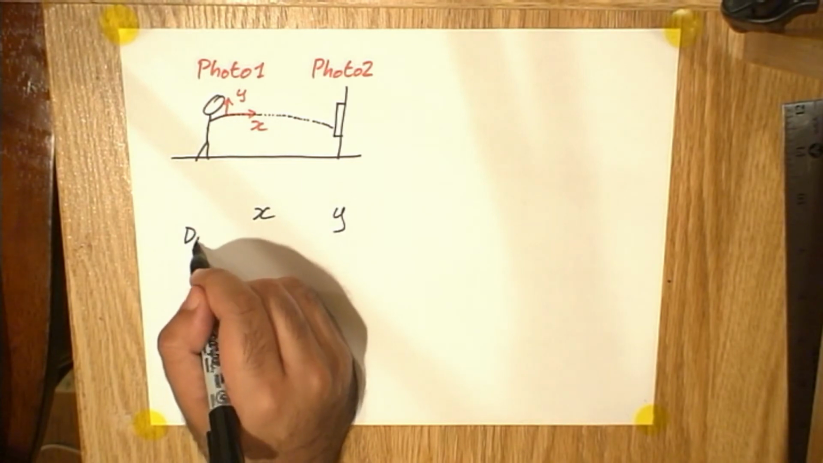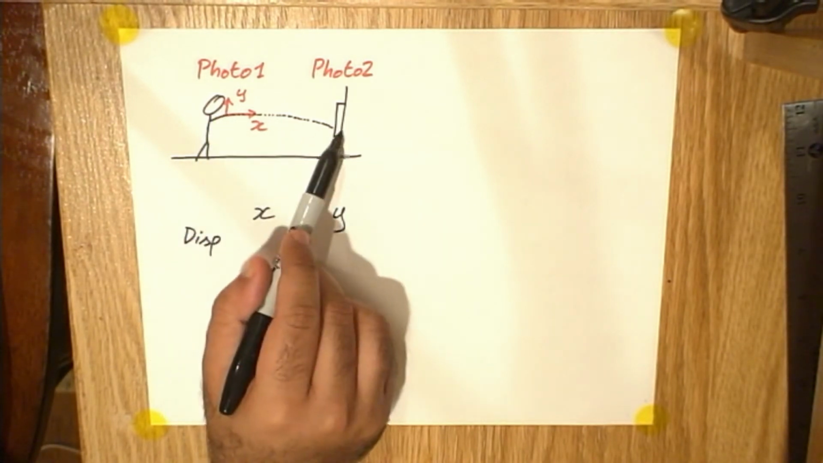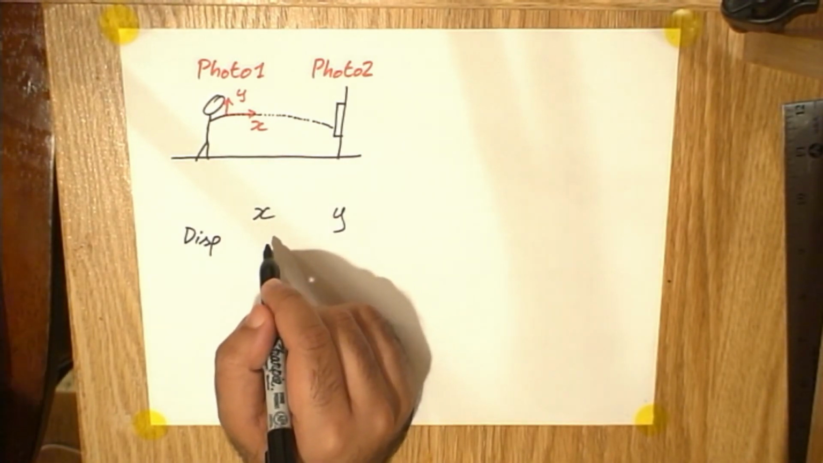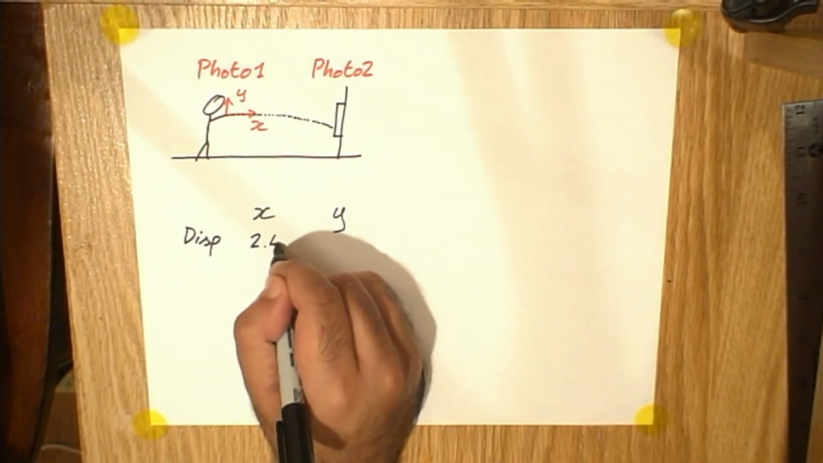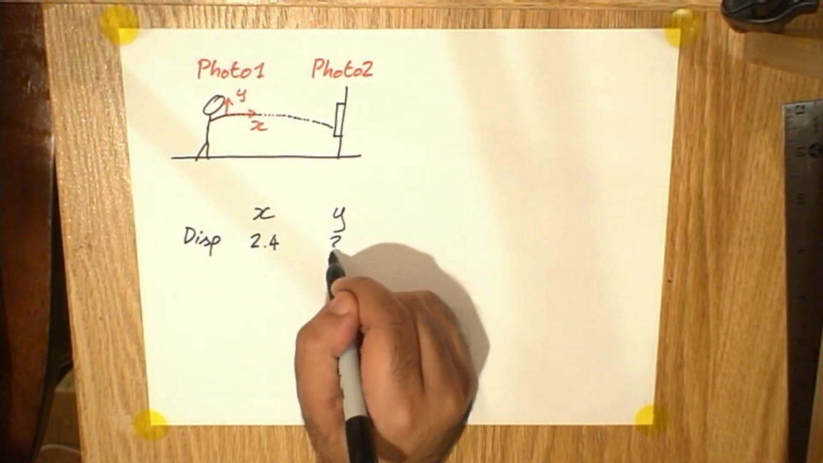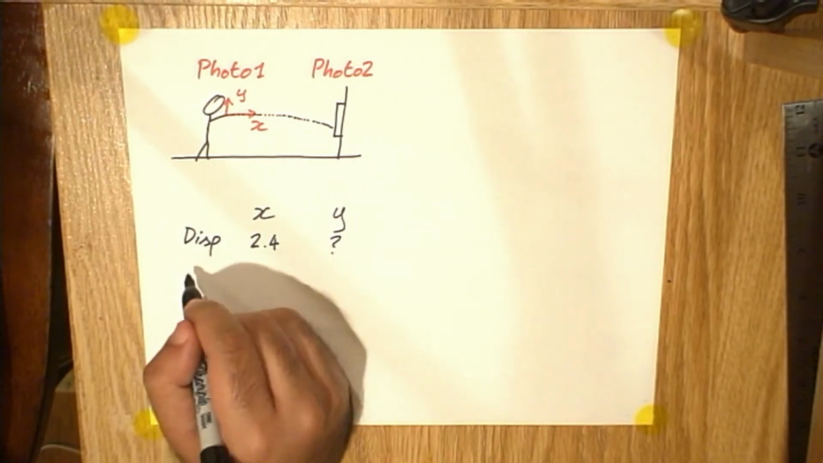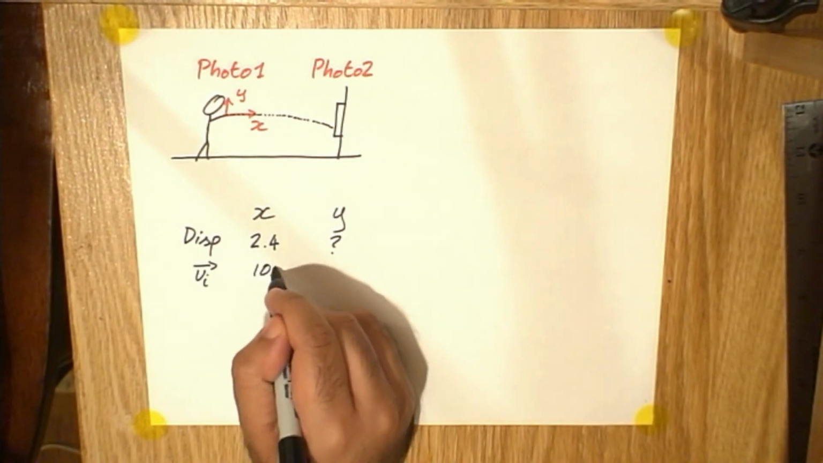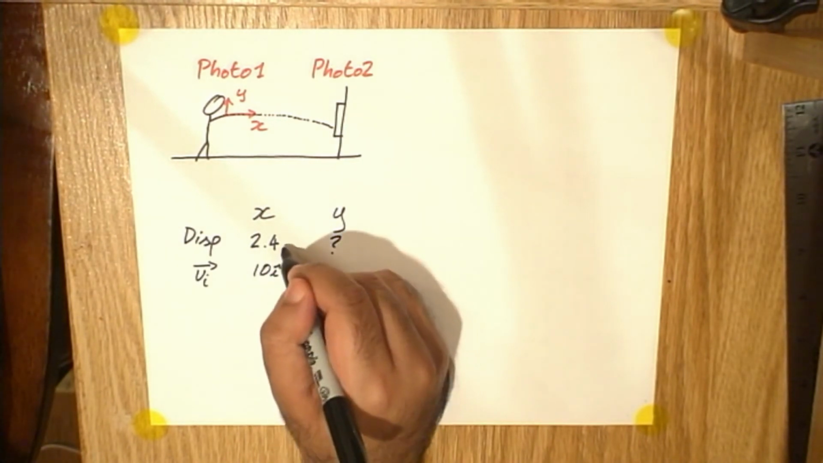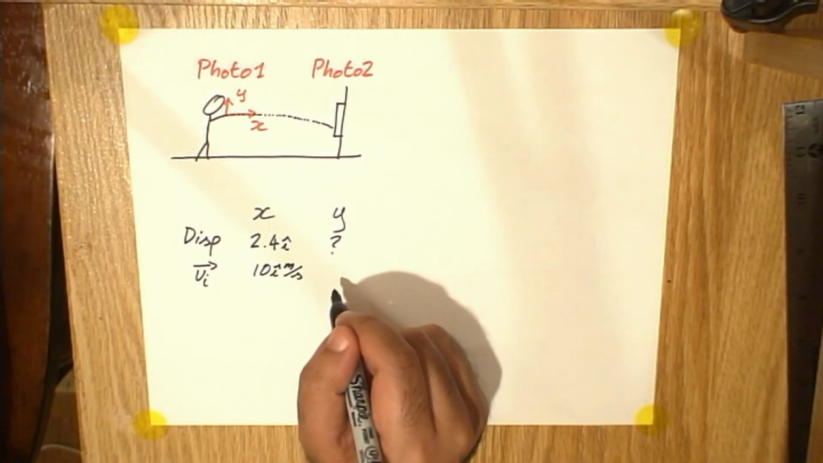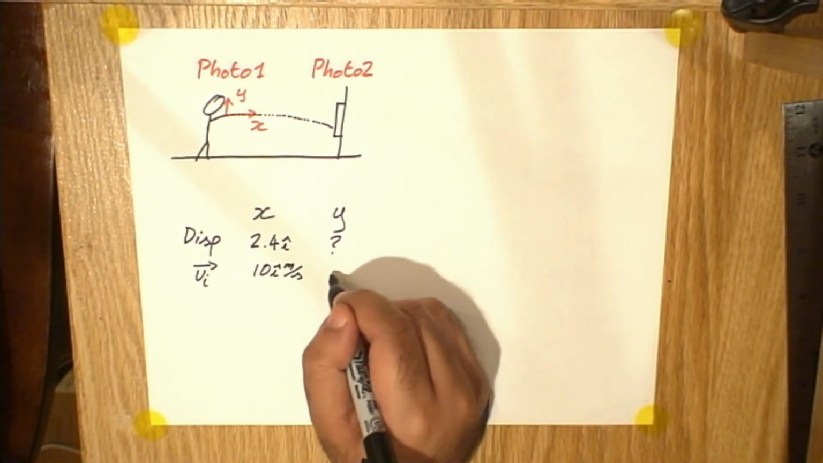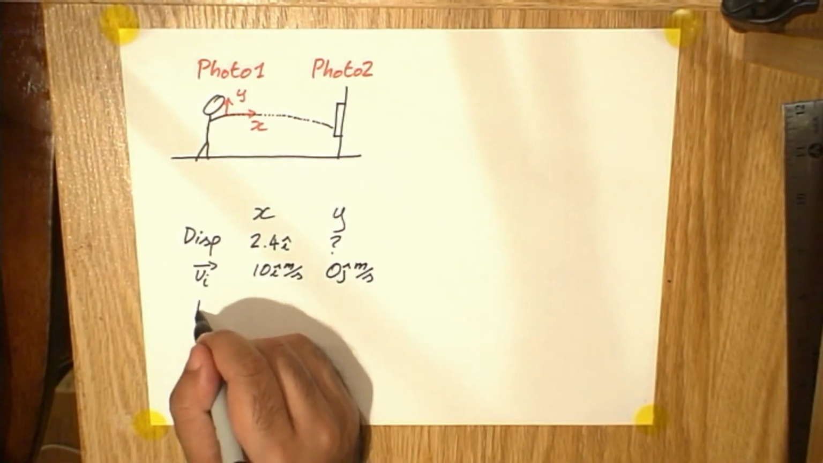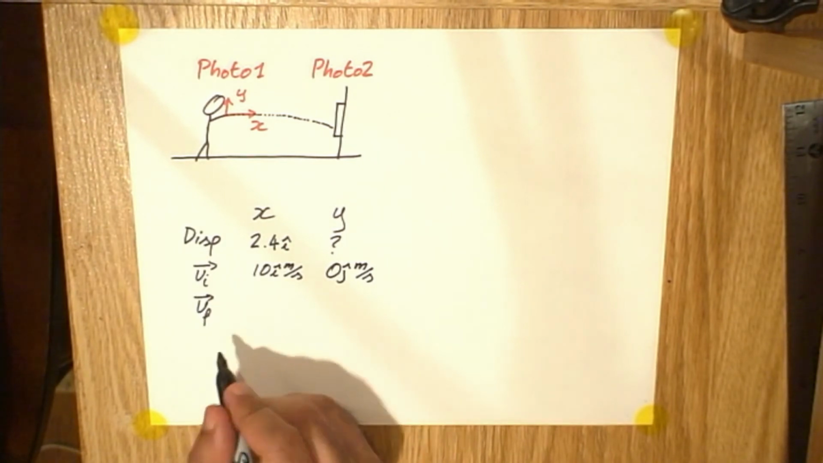We know that the displacement of the dart in x was 2.4 meters, since our character was standing 2.4 meters away in x, and we don't know what it is in y. That's the thing that we are solving for. V initial is 10 meters per second in the x direction, and we do actually know what it is in the y direction. V final is unknown in both directions.